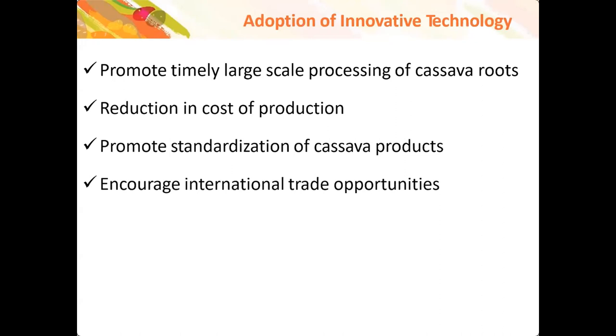As stated earlier, Nigeria is known to be the world's largest producer of cassava, but at the international market, Nigeria is not there because the bulk of the production is being consumed locally, and Nigeria will not be a key player in terms of the cassava value chain if we remain at that level. Hence, there is need for adoption of innovative technology.